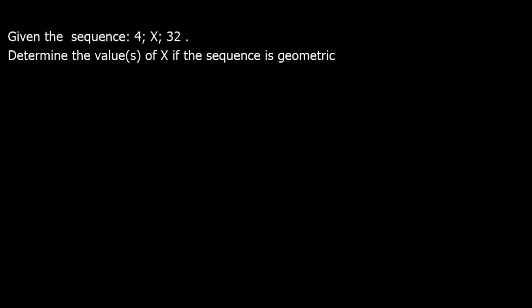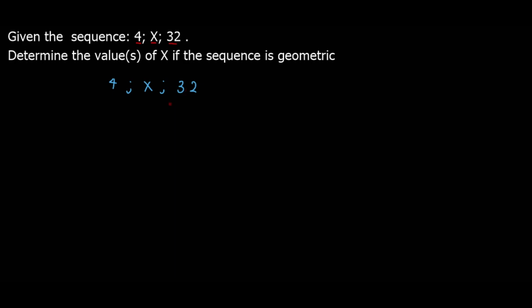This is example number 2. Given the sequence 4, x, and 32, determine the values of x if the sequence is geometric. So this is a geometric sequence. Now let's rewrite our terms: 4, x, and 32. We need to find the value of x.